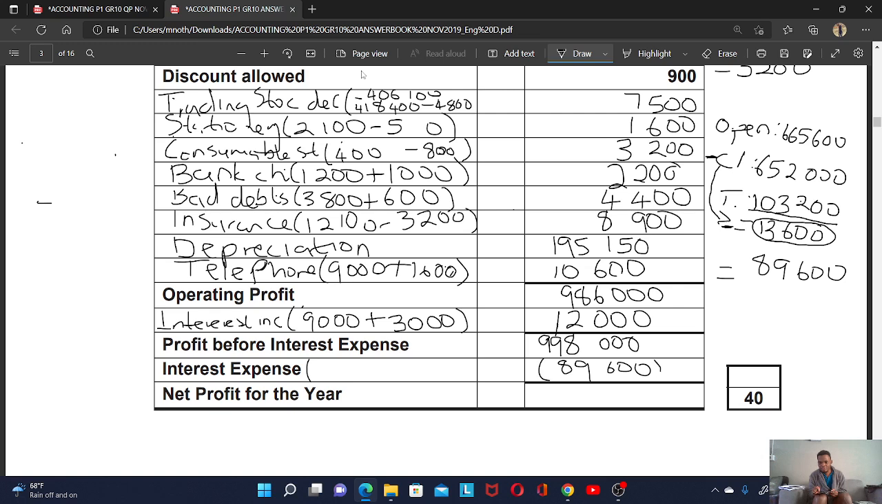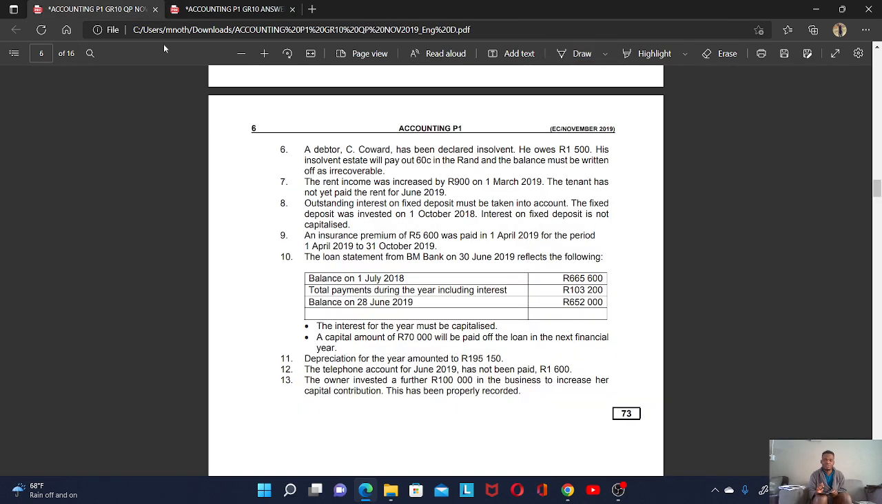We are subtracting it. So 998,000 minus 89,600. The answer is 908,400. Then this means that we are done with the income statement.